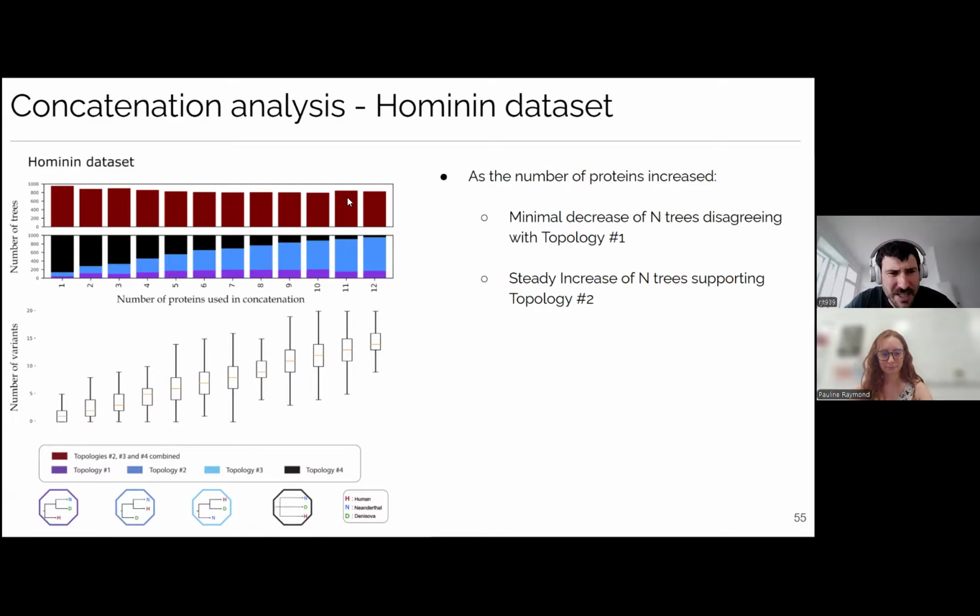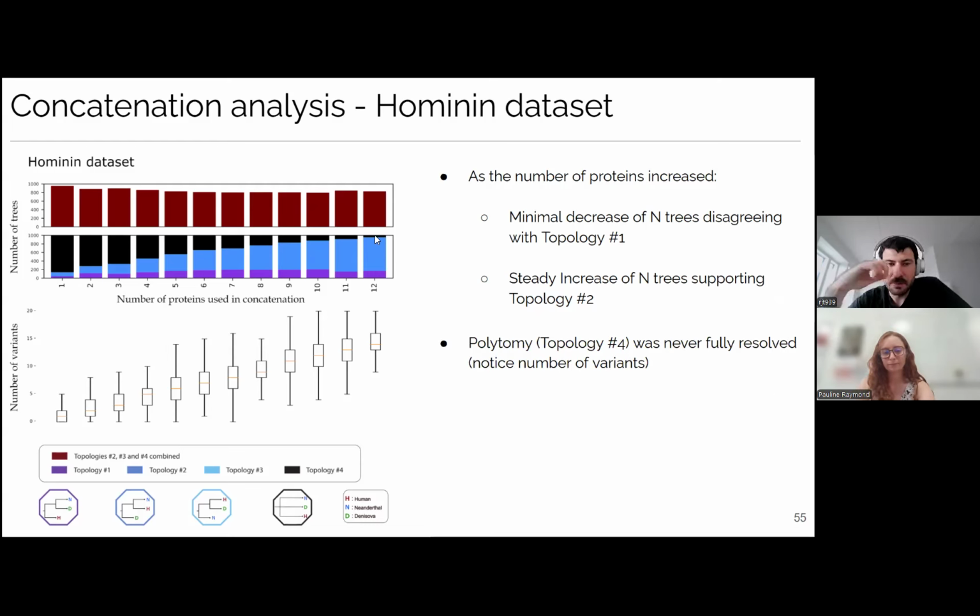And then you can see there is a slight drop as you're adding more proteins, but then it plateaus. And even in some cases, it goes back to being more trees disagreeing. In fact, we saw this purple, again, slightly increasing, but then it stagnates. We saw this other topology in darker blue, with Neanderthals and modern humans being closer and Denisovans being the outgroup, steadily increasing as you added more of these 12 enamel proteins.